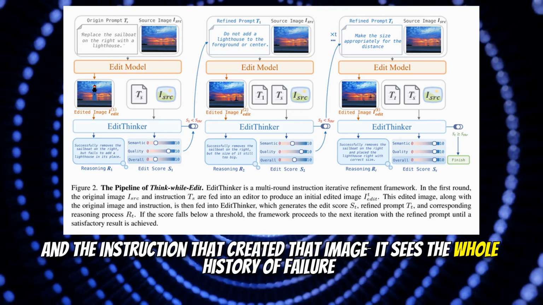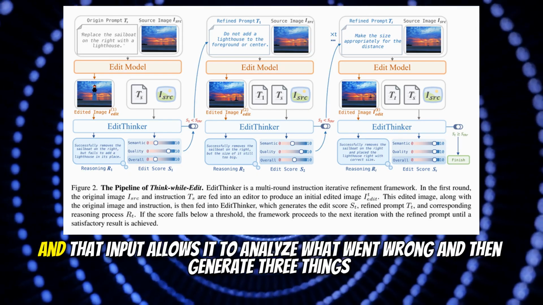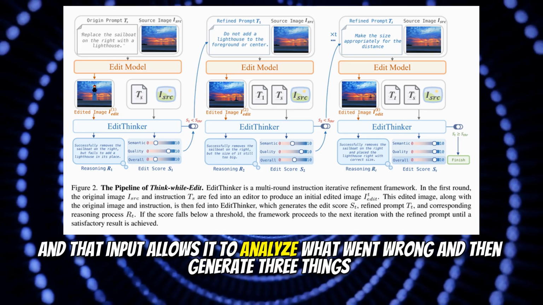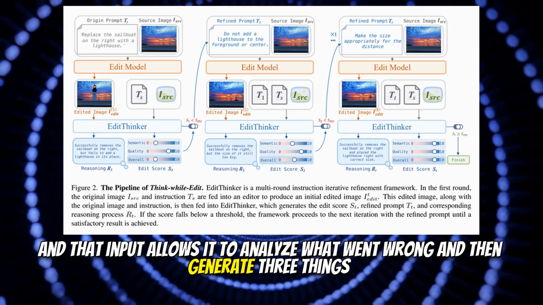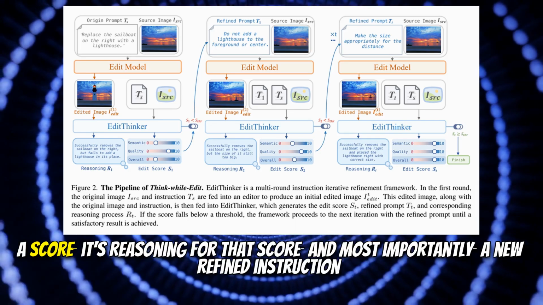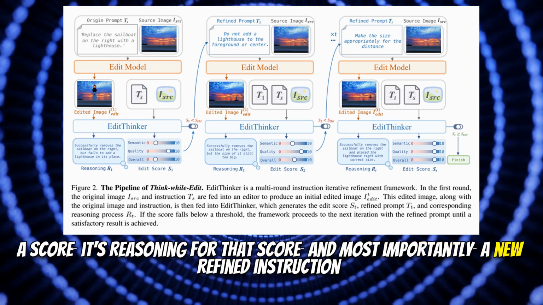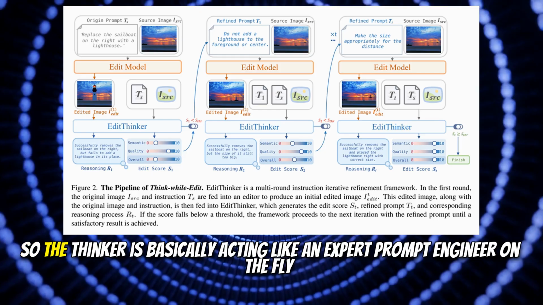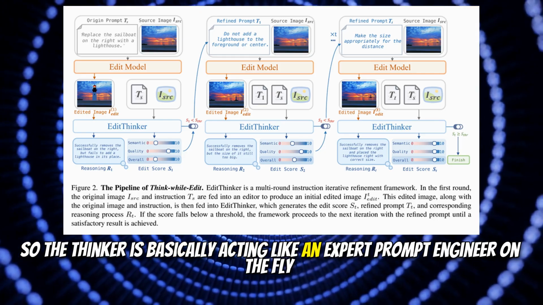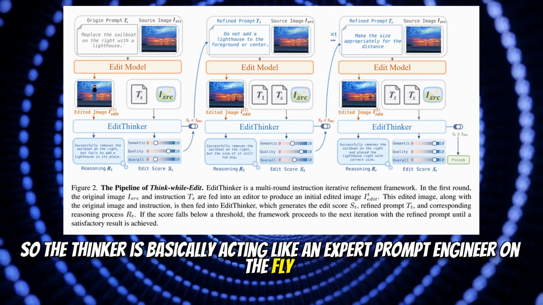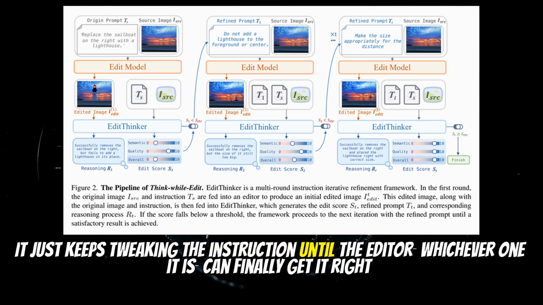It sees the whole history of failure. And that input allows it to analyze what went wrong and then generate three things: a score, its reasoning for that score, and most importantly, a new refined instruction. So the thinker is basically acting like an expert prompt engineer on the fly. It just keeps tweaking the instruction until the editor, whichever one it is, can finally get it right.